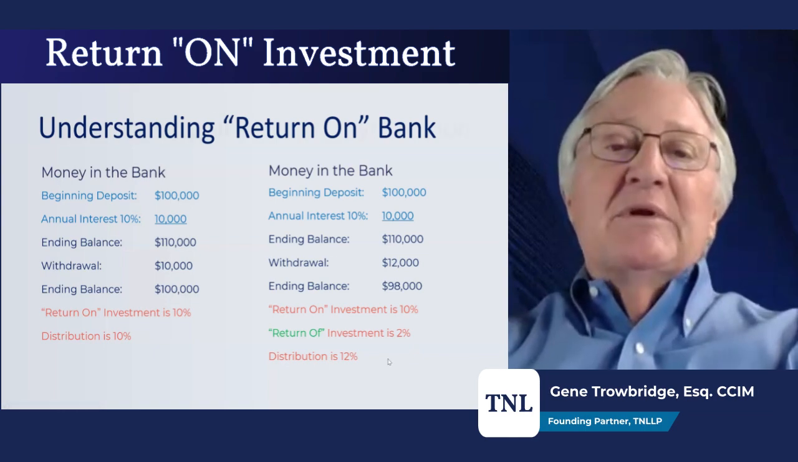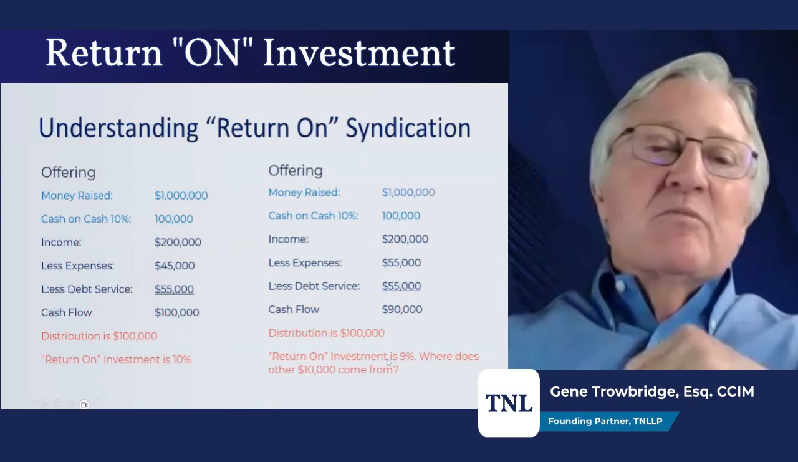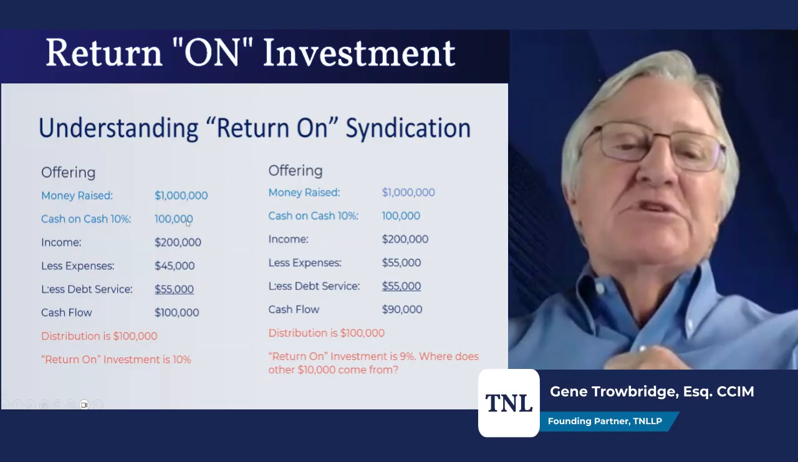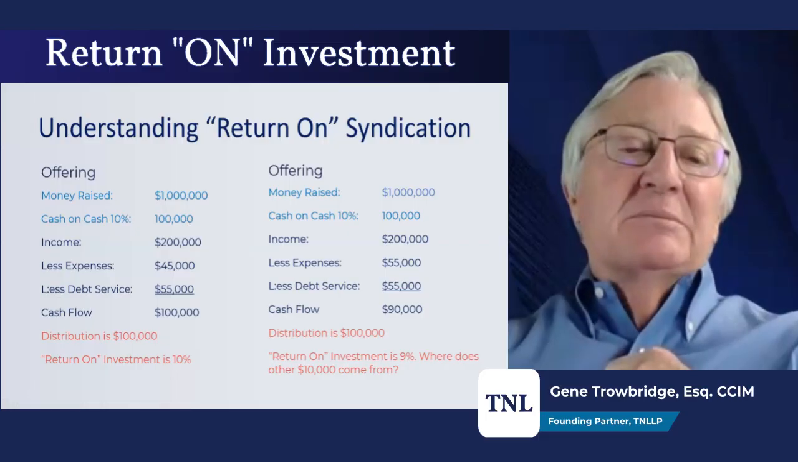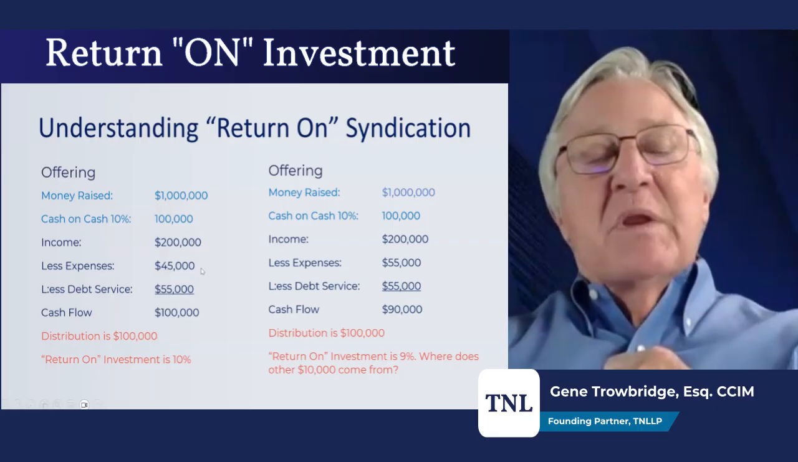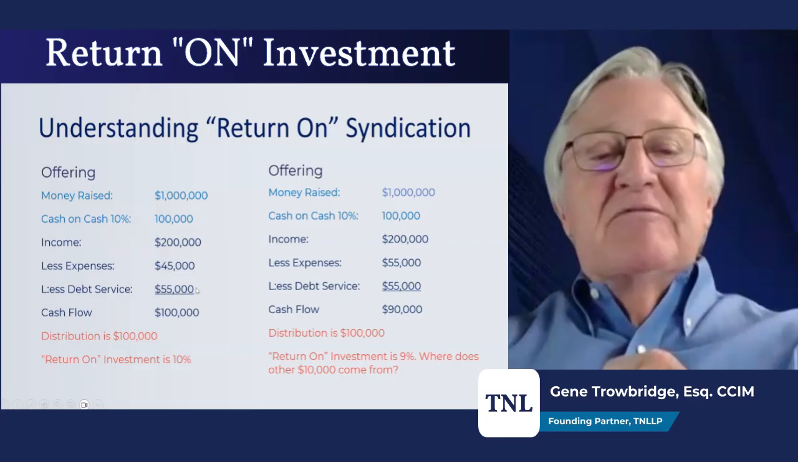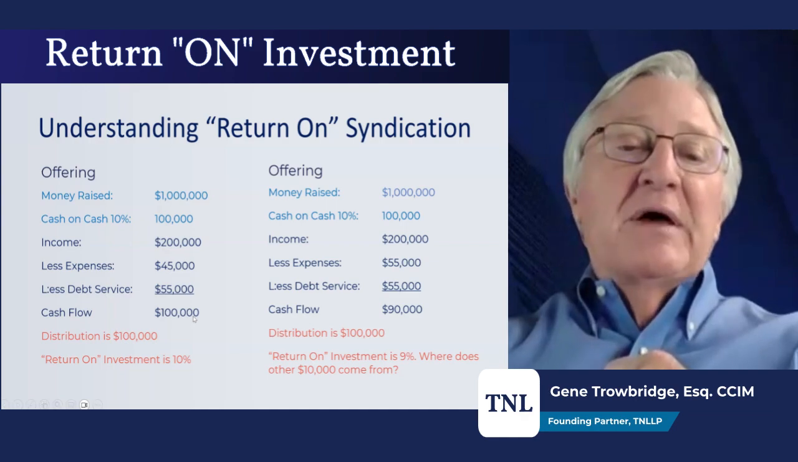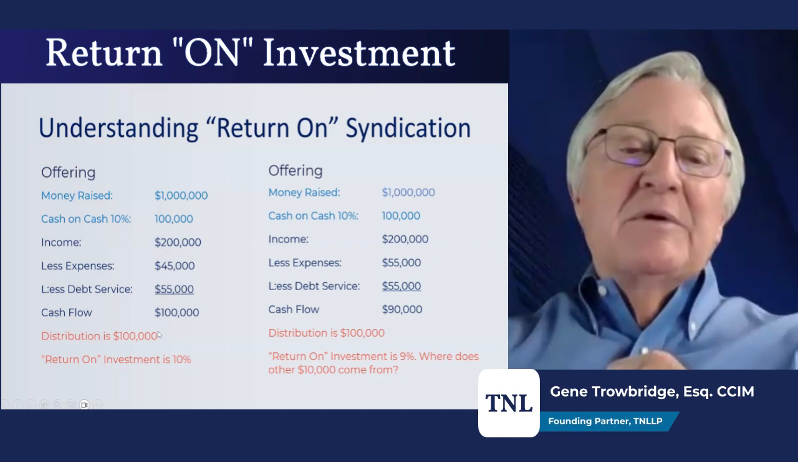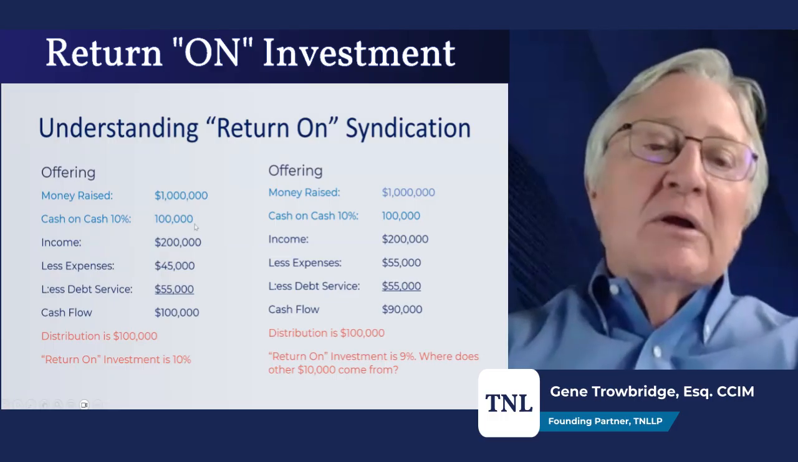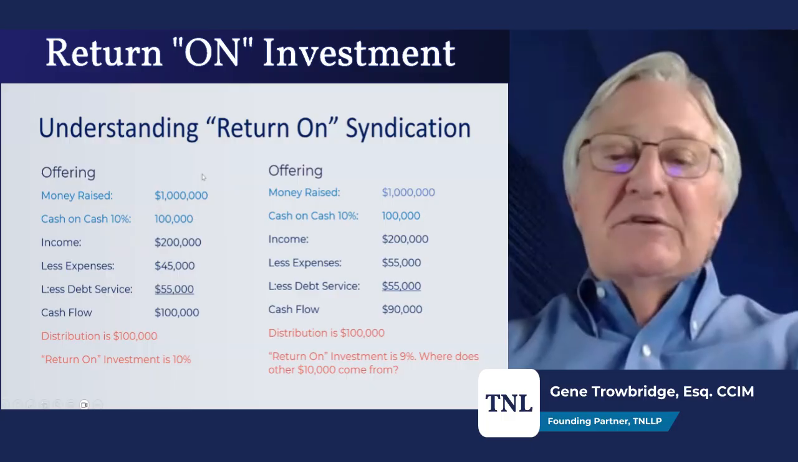Now this plays a role in real estate syndication. Let's look at this. We raise $1 million for a project. We're projecting a 10% cash on cash return at the end of the year. That's what the project is supposed to make. The project creates income of $200,000. It has $45,000 of expenses, $55,000 of debt service, for a cash flow of $100,000. We could actually distribute that $100,000. And based on our original investment of $1 million, we've distributed a 10% return on the money because it's all come from operations. We still have $1 million invested.